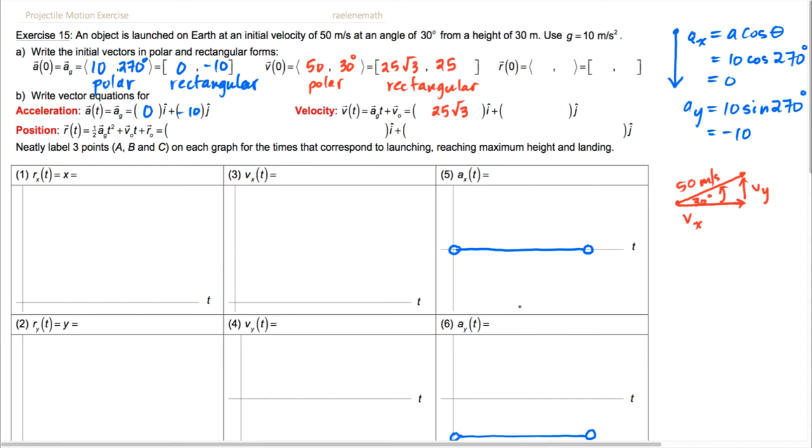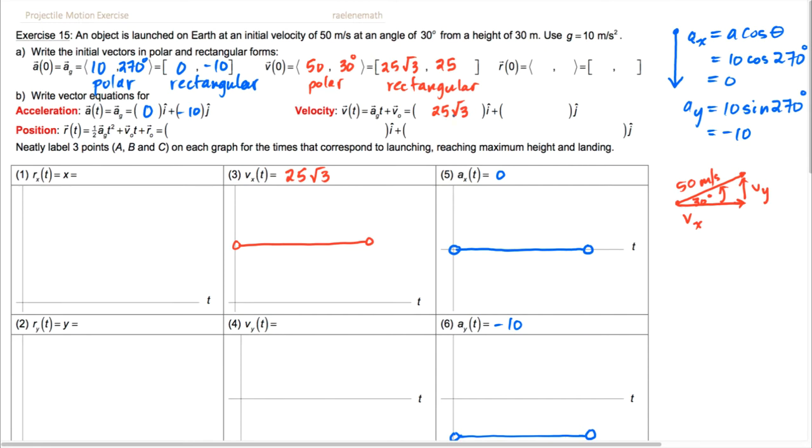Similarly, for the blue graphs then, the x component of the velocity of 25 root 3 is going to be a constant function from 0 until whenever the landing is. I'm just going to write in these equations here. ax of t is constantly 0 and ay of t is constantly negative 10.